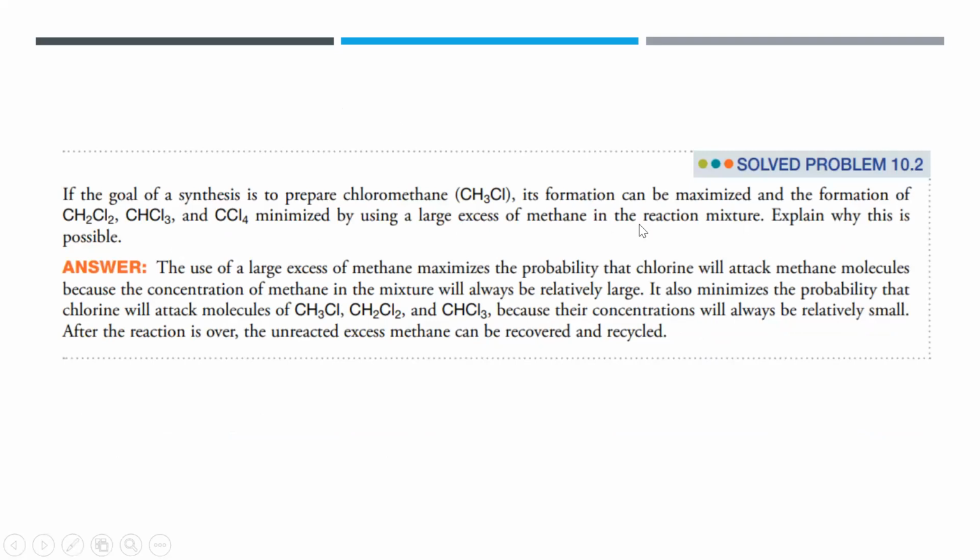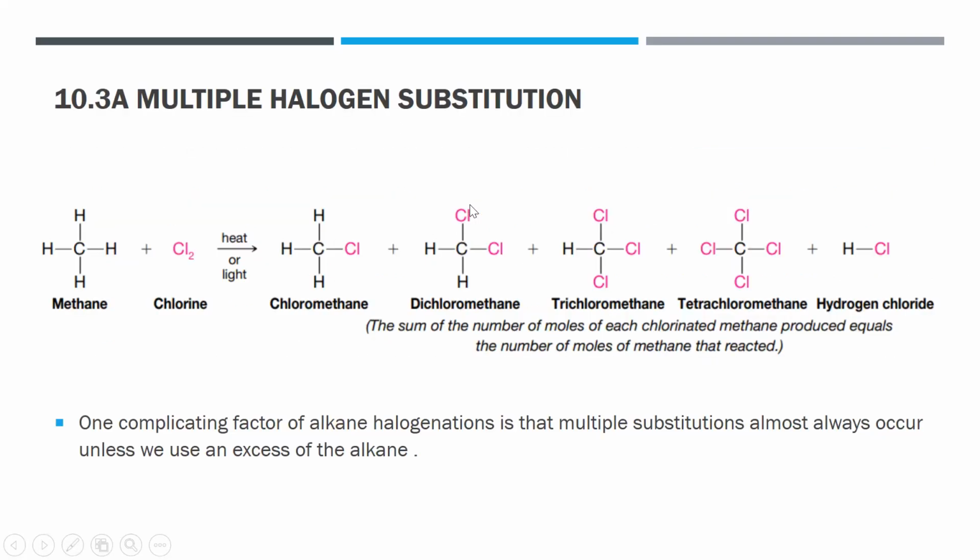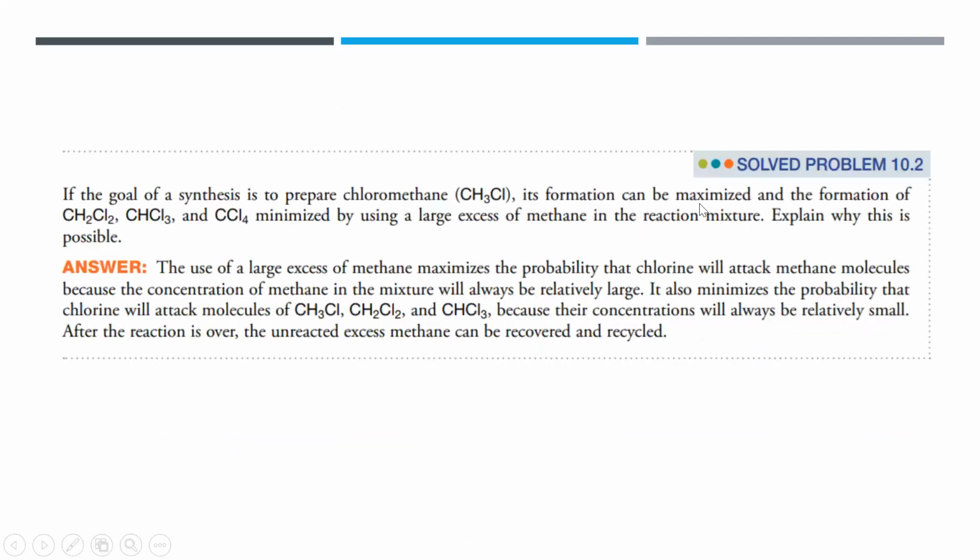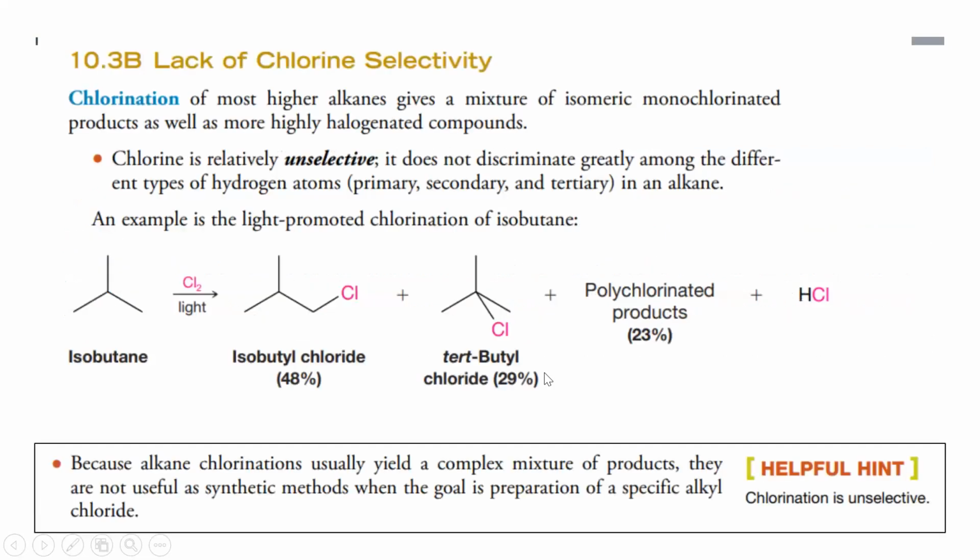In fact, for example, in the preparation of chloromethane, its formation can be maximized, and the formation of the other alkyl halides like CH2Cl2, dichloromethane, CHCl3, and carbon tetrachloride can be minimized if you use a large excess of methane in the reaction mixture. The reason is that the number of collisions between your halogen and the excess methane will increase, and you form a lot of chloromethane rather than the others. So that will be your starting material.